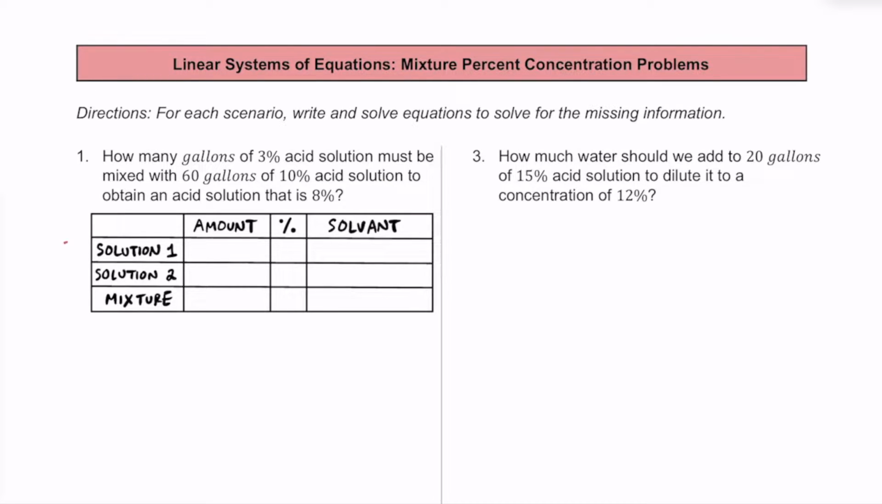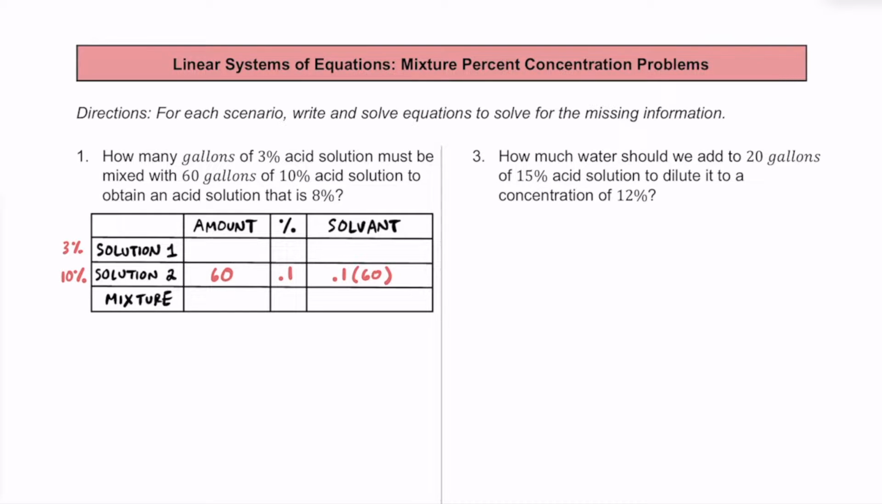Now I'm going to call solution 1 our 3% solution, and solution 2 our 10% solution. We know we're going to be putting in 60 gallons of the second one, that's 10%. 10% as a decimal is 0.1. So how much of that 60 gallons is actually the acid part? That's going to be 10% of 60, or 0.1 multiplied by 60.